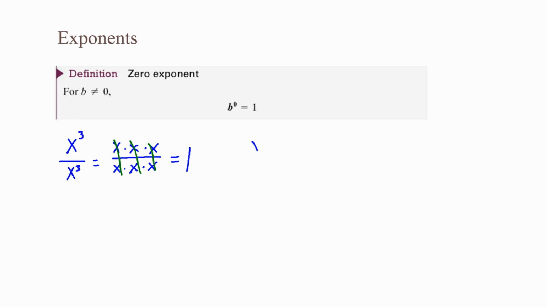Using our new rules, if I'm dividing like bases, I could subtract the exponents. 3 minus 3 is 0. If 1 equals x to the 3 divided by x to the 3, and x to the 3 divided by x to the 3 is equal to x to the 0, x to the 0 has to equal 1. Anything to the 0 exponent will equal 1.